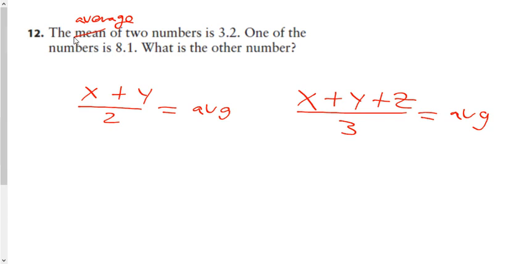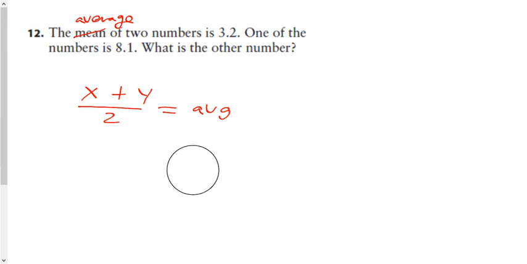So I'm going to start with this idea, and I'm going to say, well, the average of two numbers is 3.2. So I'm going to swap out average for 3.2 because that's what it tells me. And it says one of the numbers is 8.1. So I have a choice. It doesn't really matter. I could make the y 8.1 or the x 8.1.